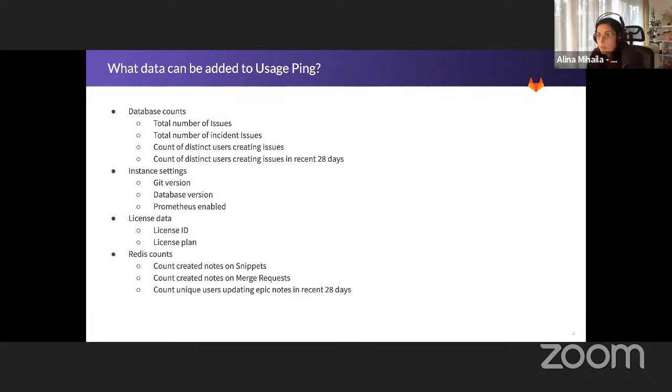So we have here a couple of examples. For example, we can collect data from the database. This consists mainly of counting rows in different tables. As an example, we have the total number of issues created. Another example could be the total number of users who created issues. Some other information that we can surface is different instance settings and license data.